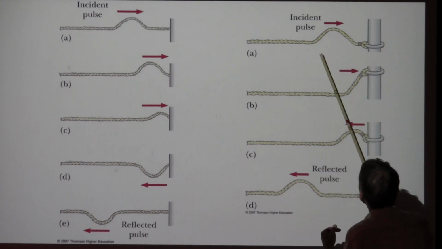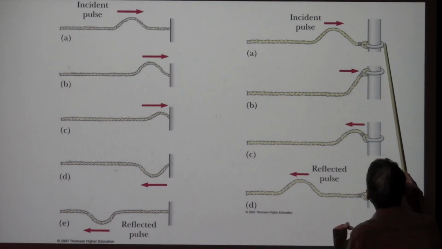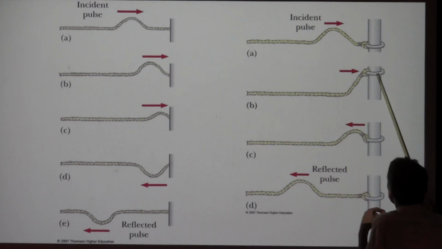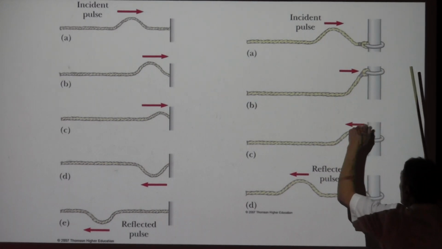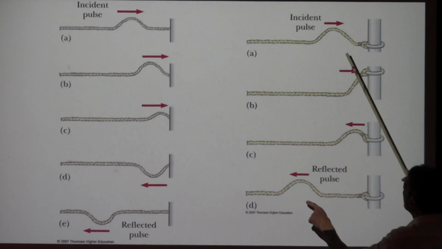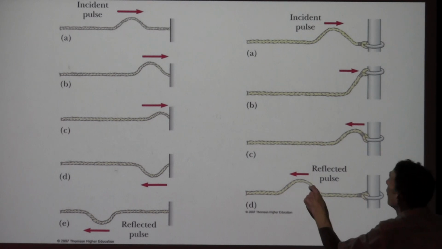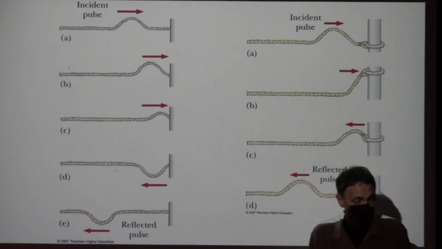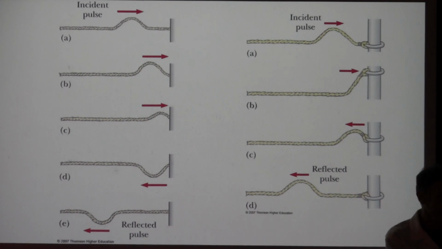Another thing is we could have a loose loop where an incident pulse comes in. It jerks up, there's nothing to resist it, so that upward jerk just sends the wave back out in the same direction. So there is no phase change on reflection. We're going to use these ideas. Of course, we're talking about light and not a rope.